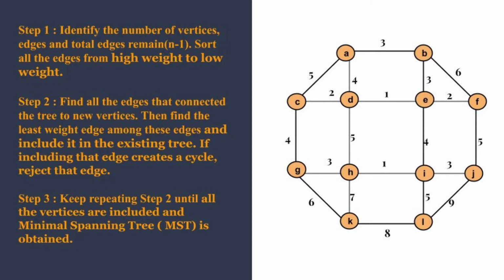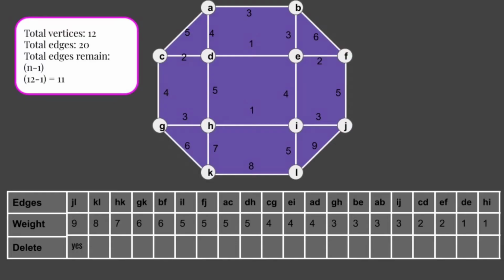If including that edge creates a cycle, reject that edge. Step 3, keep repeating the step 2 until all the vertices are included and minimal spanning tree is obtained. We need to delete this edge because the graph will still be connected to the other vertices. Let's move to the next edge.